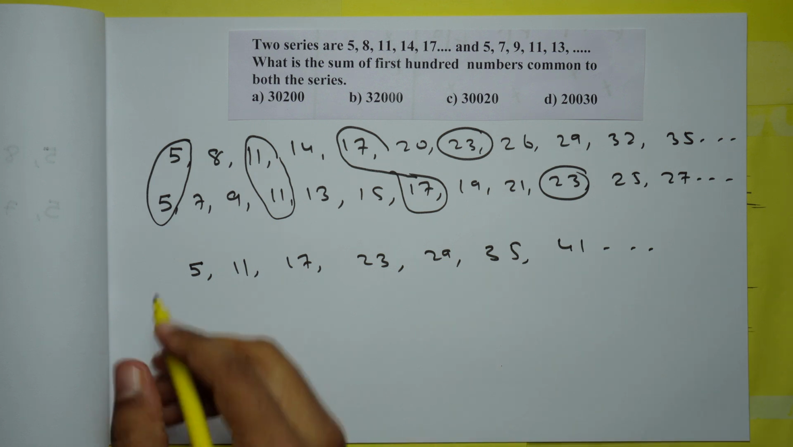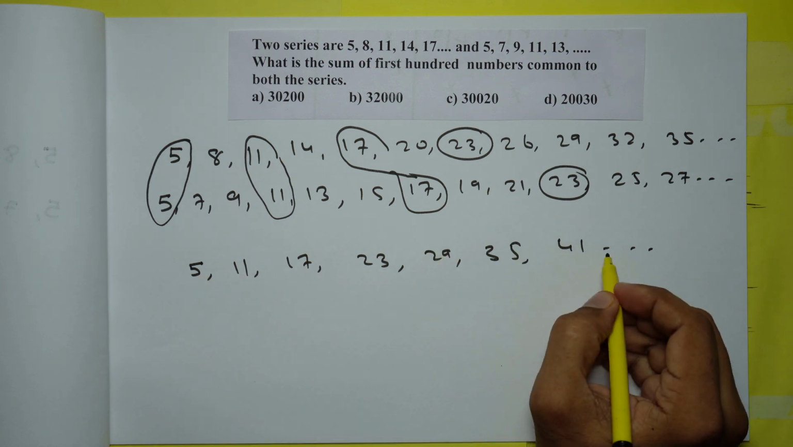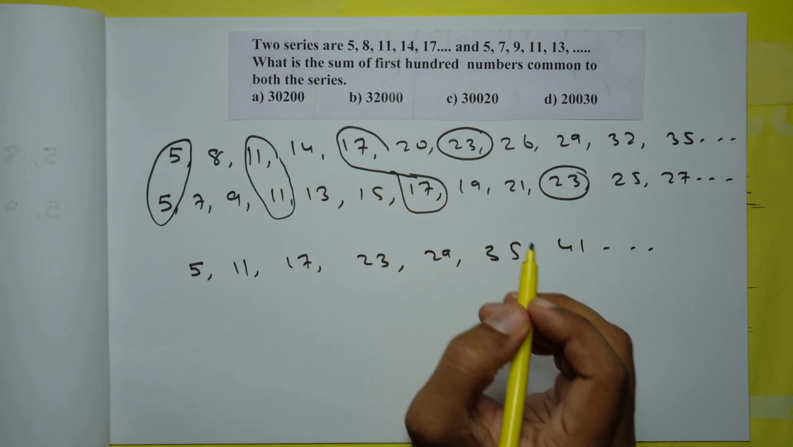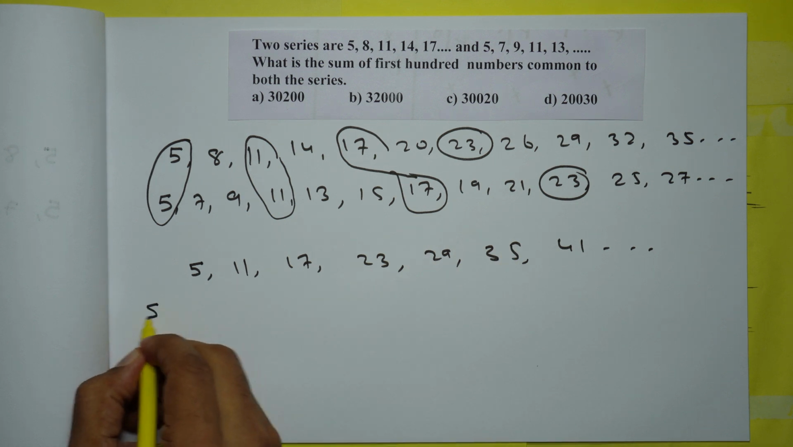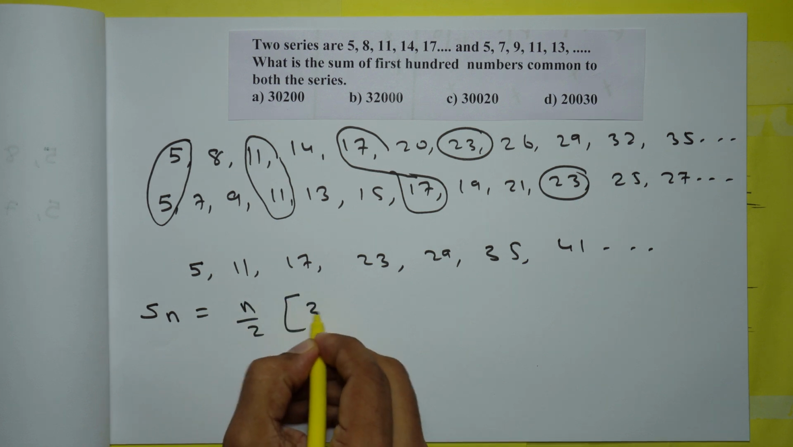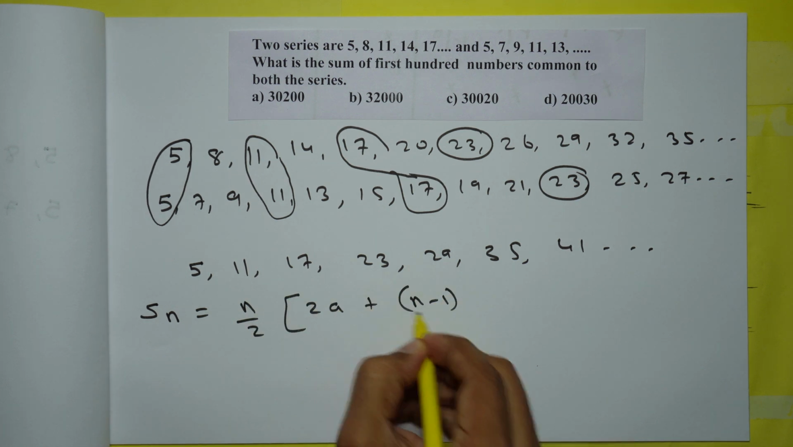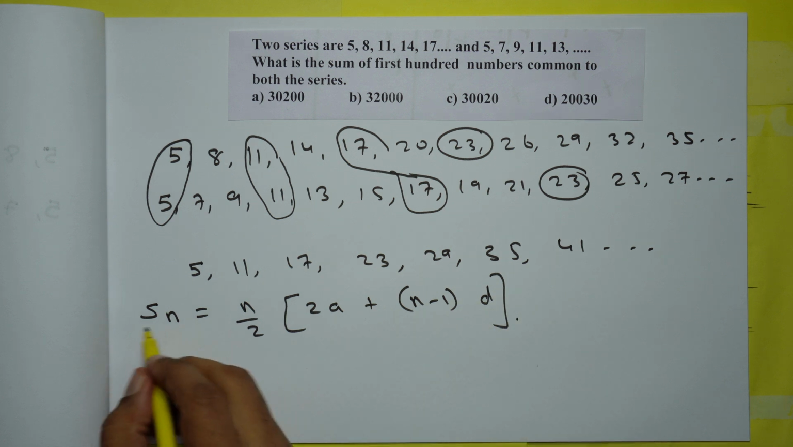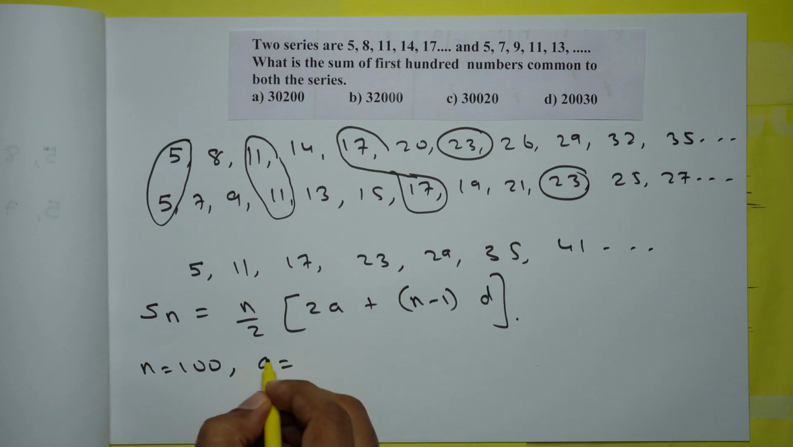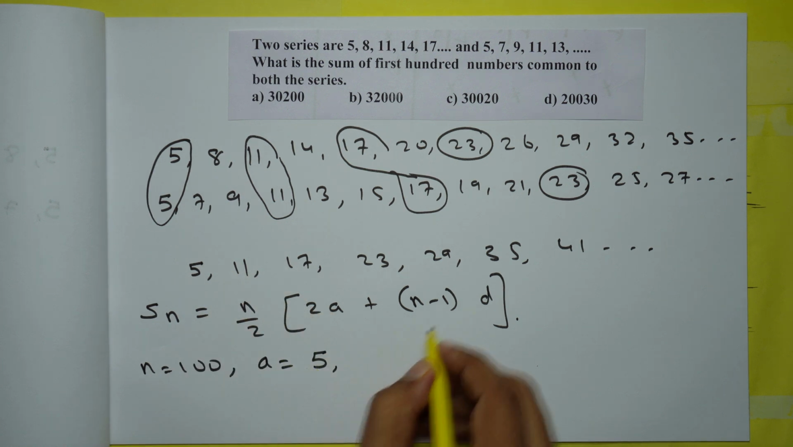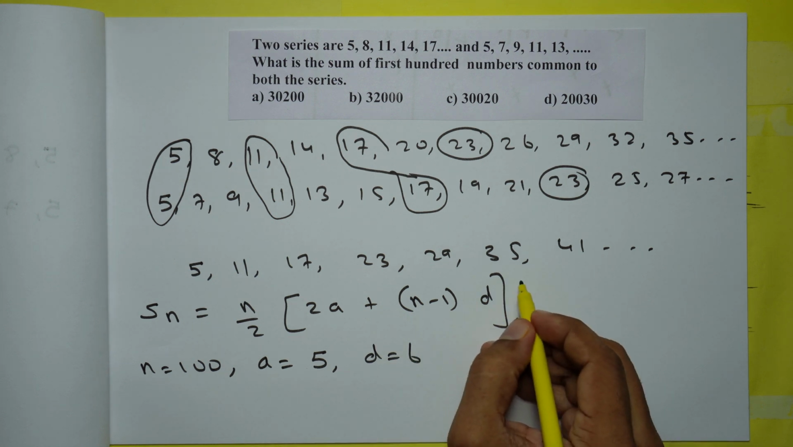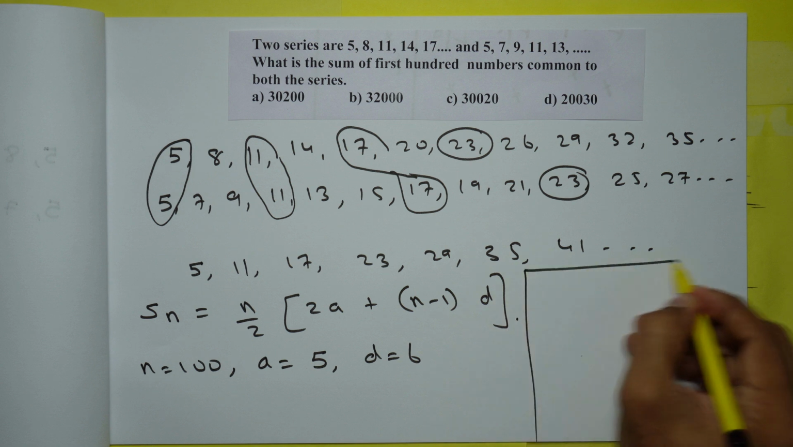So we must find the sum of the first 100 numbers of this series. This series consists of all the numbers that are common to both the series. Now sum of the first n terms of a series is given as Sn is n by 2 into 2a plus n minus 1 into d. This is the formula for the sum of the first n terms. Now n is equal to 100. First term a is equal to 5 and common difference d is equal to 6. So we'll just substitute the values and calculate the value of Sn.